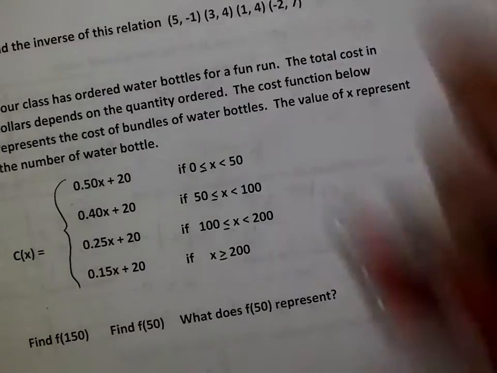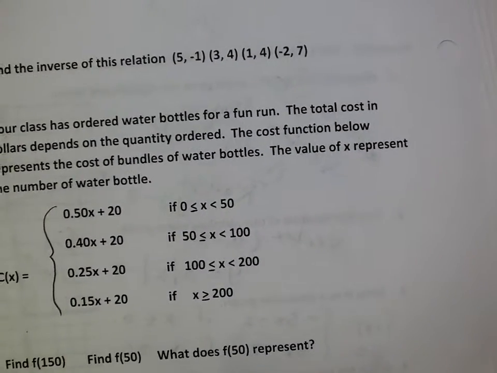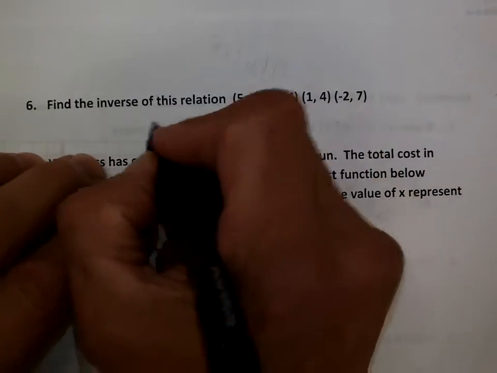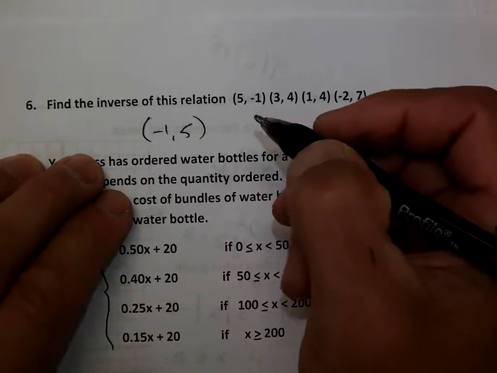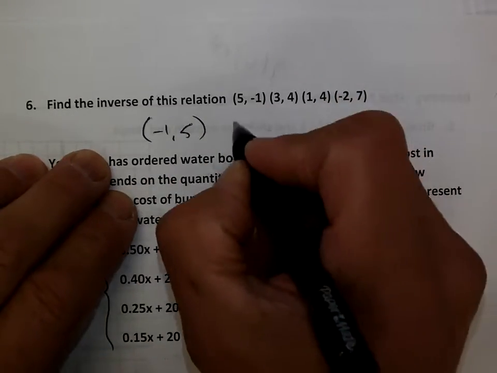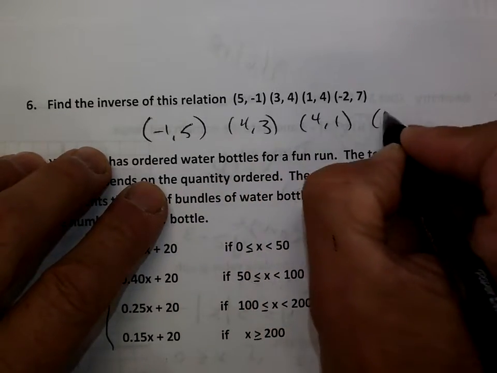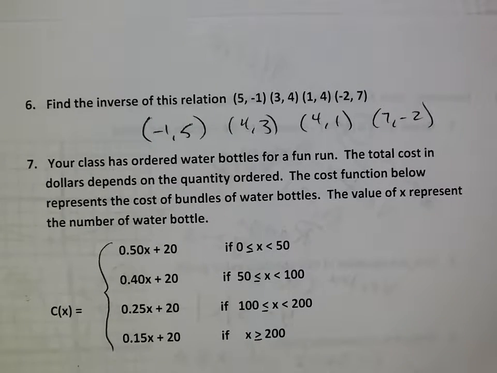All right, 6. Easiest question on the quiz. You guys agree? So it's just going to be switch the values: -1, 5. Nobody better miss this one. 4, 3. All right. 4, 1. 7, -2. Okay, right? Easy squeezy, lemon peasy. Piece of cake, right? Okay.